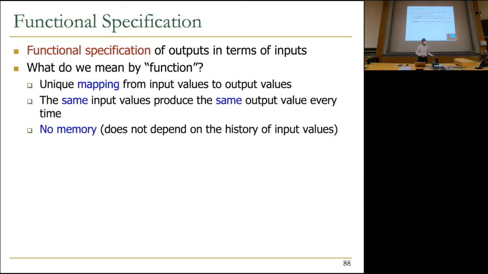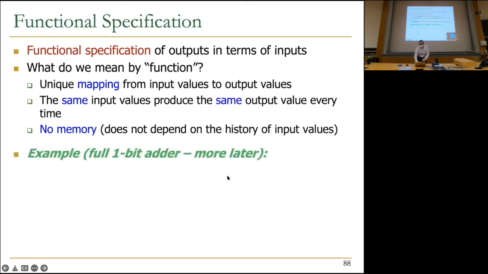Function, hopefully you've studied it in mathematics or discrete math. It's a unique mapping of inputs to the output values. The same input values always produce the same output value. That should not change. And there's no memory, basically. The output doesn't depend on the history of the input values. That's at least the combinational functional specification that we're going to deal with. Hopefully this makes sense. We're not violating anything fundamental over here.